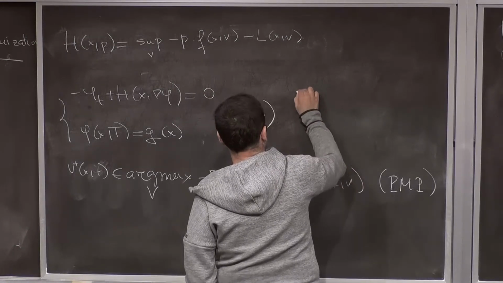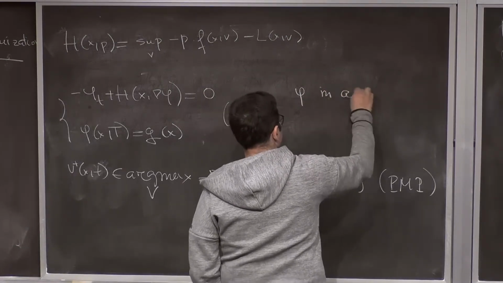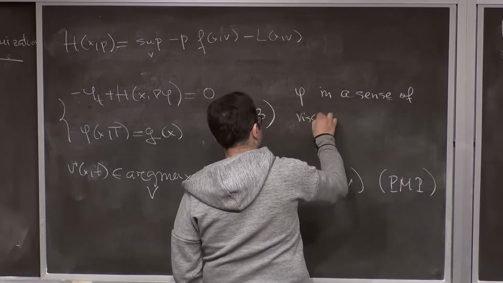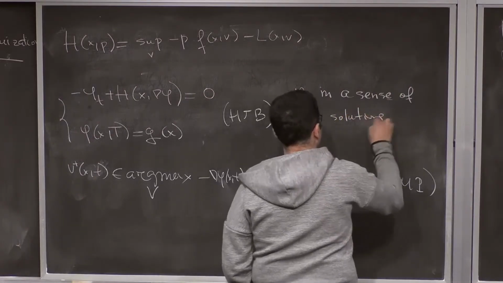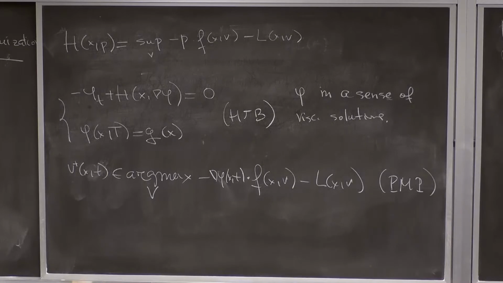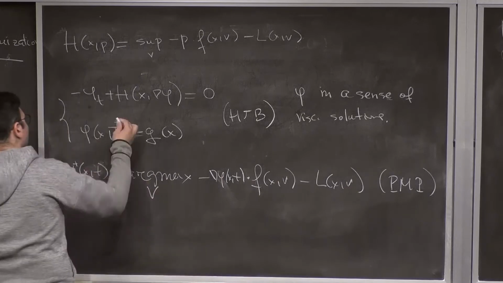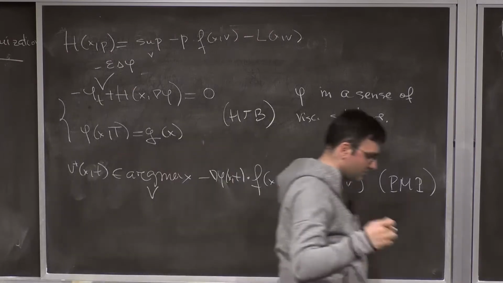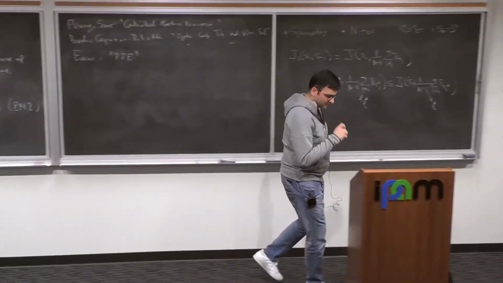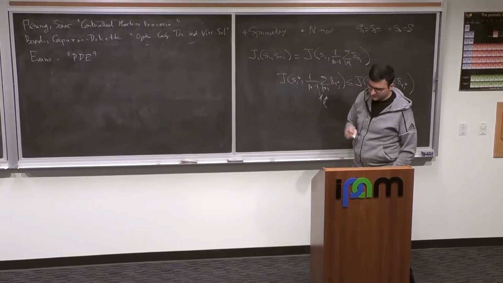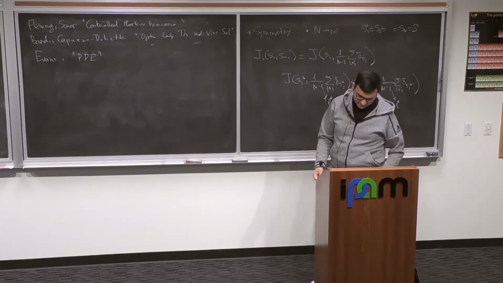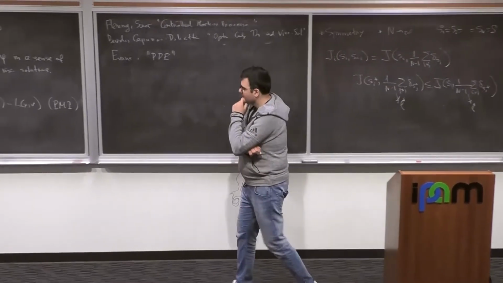So here, phi in a sense of viscosity. There are a number of ways to define viscosity solutions. So, either using the maximum principle, or it would be just to add a diffusion term here with epsilon and send epsilon to 0. So this is the celebrated Crandall, Lions, Evans theory of viscosity solutions. Okay, so I want to make the following comment here.